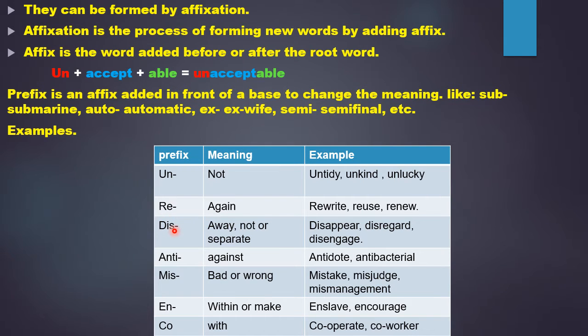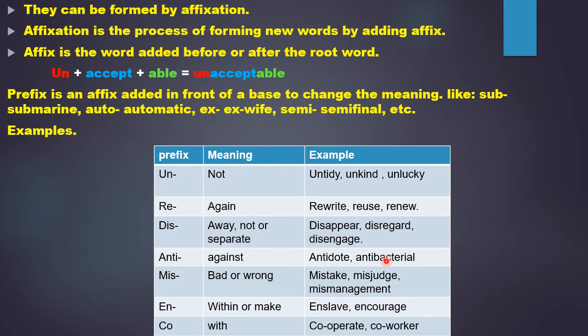Now let's see more on the prefix. Here it says dis. Good. This means away or not or separate. Examples of such words are disappear. That is keep away. Disregard, disengage. If you see very well, they'll have dis in them. They'll have the prefix dis in them. Now, anti means against. Example of such word is antidote, antibacterial. Good.